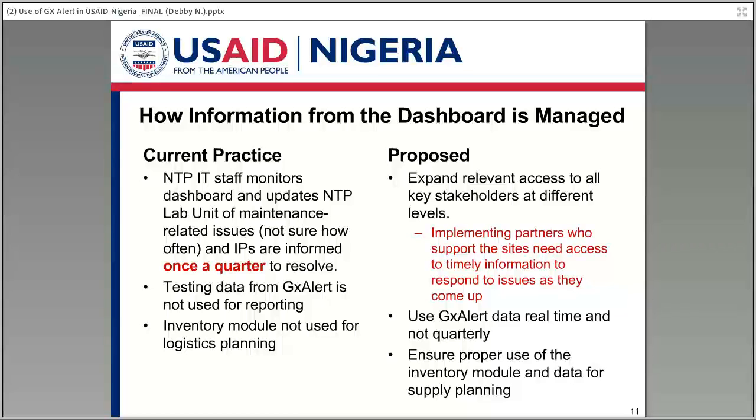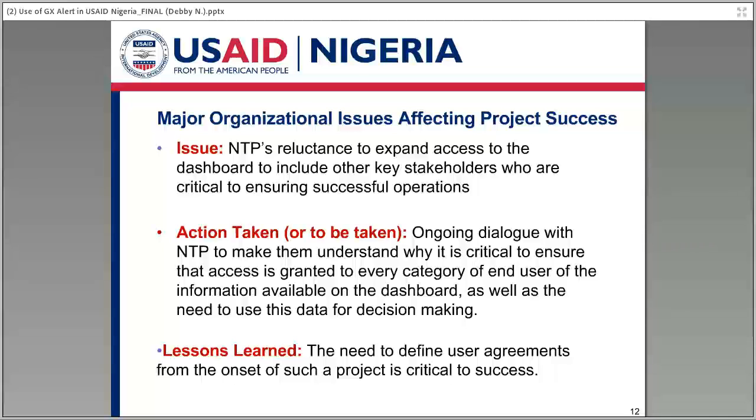What we're proposing is that access should be expanded at least to the implementing partners who support these sites, so that they're able to make decisions in a timely fashion and respond to issues more quickly. We're also hoping that the program will use GXAlert data in real time and not quarterly, and that it would ensure proper use of the inventory module at least. And that's not saying the other modules are not important.